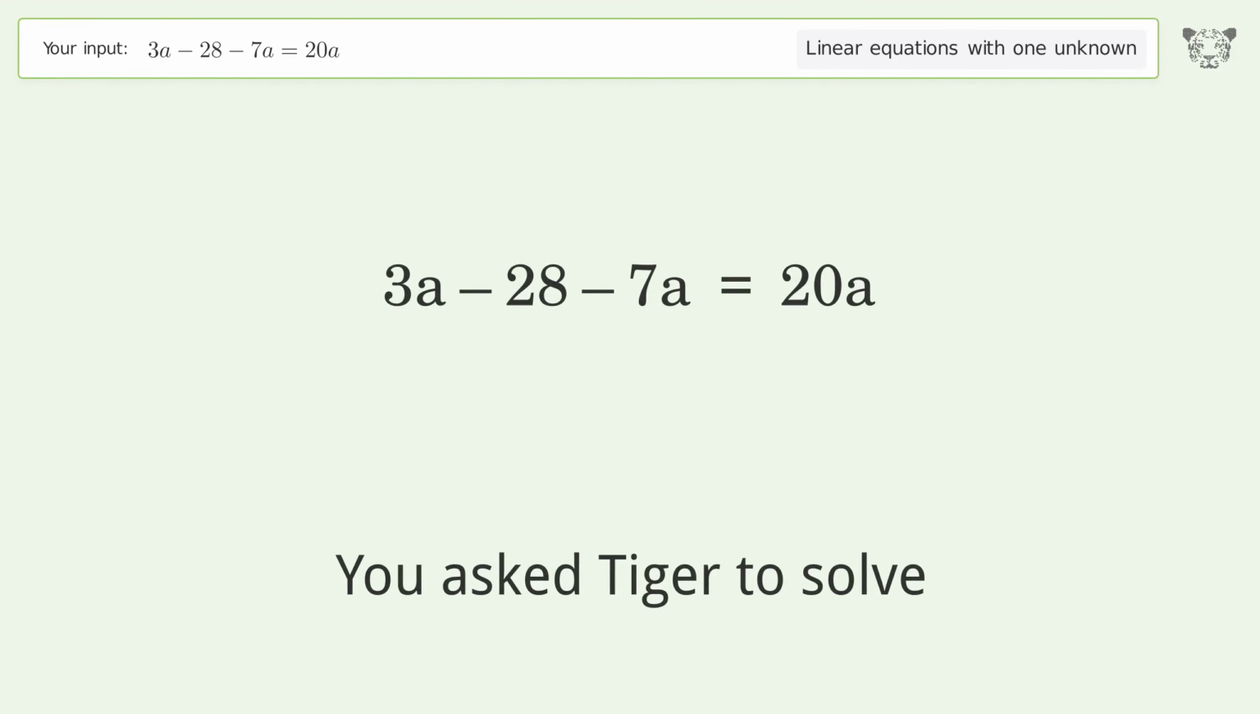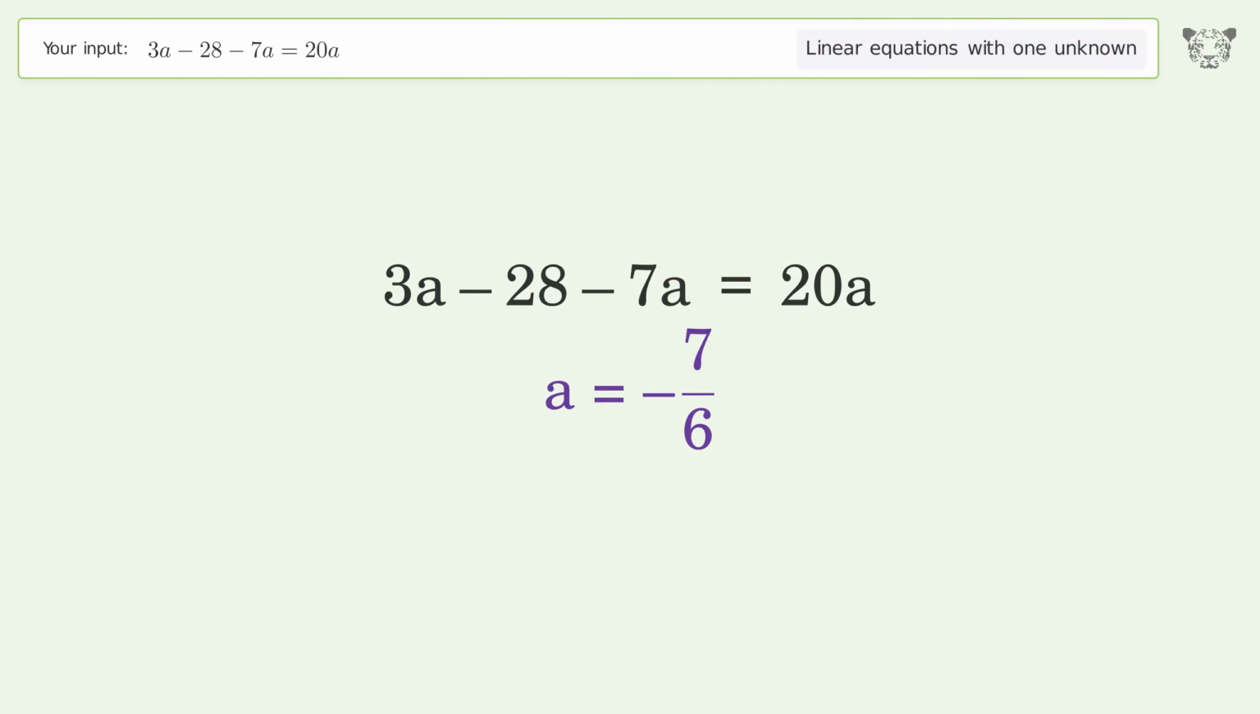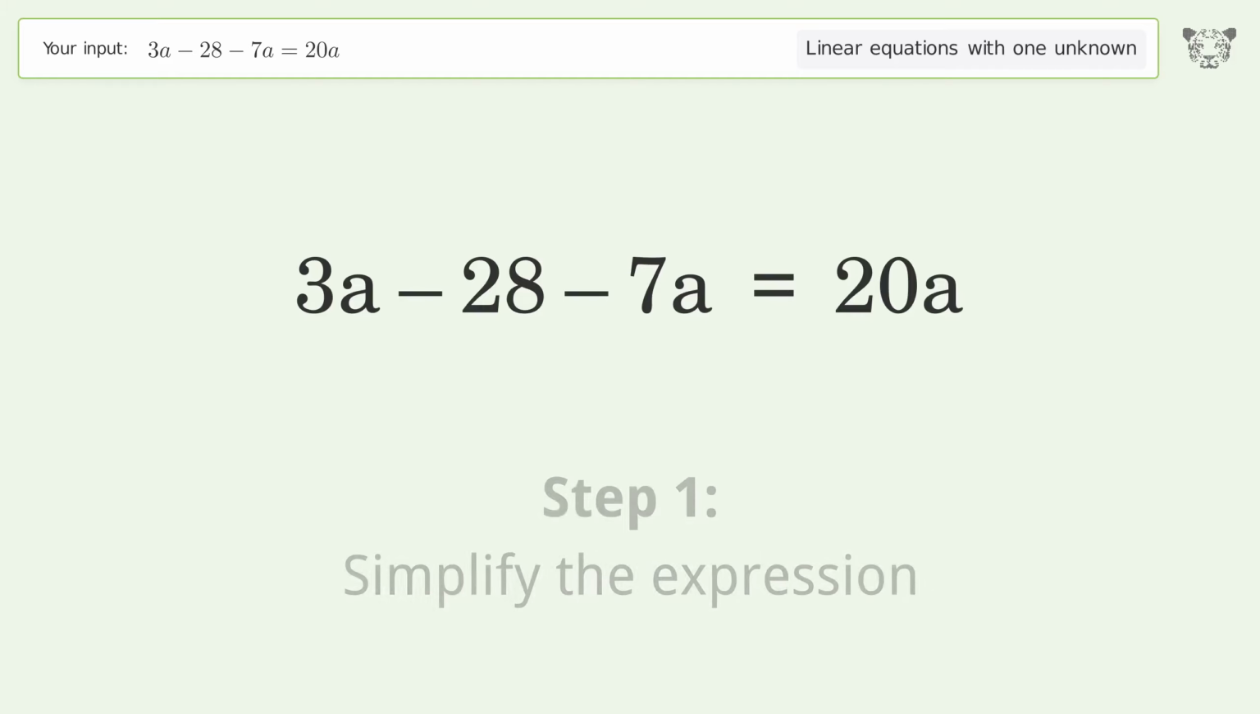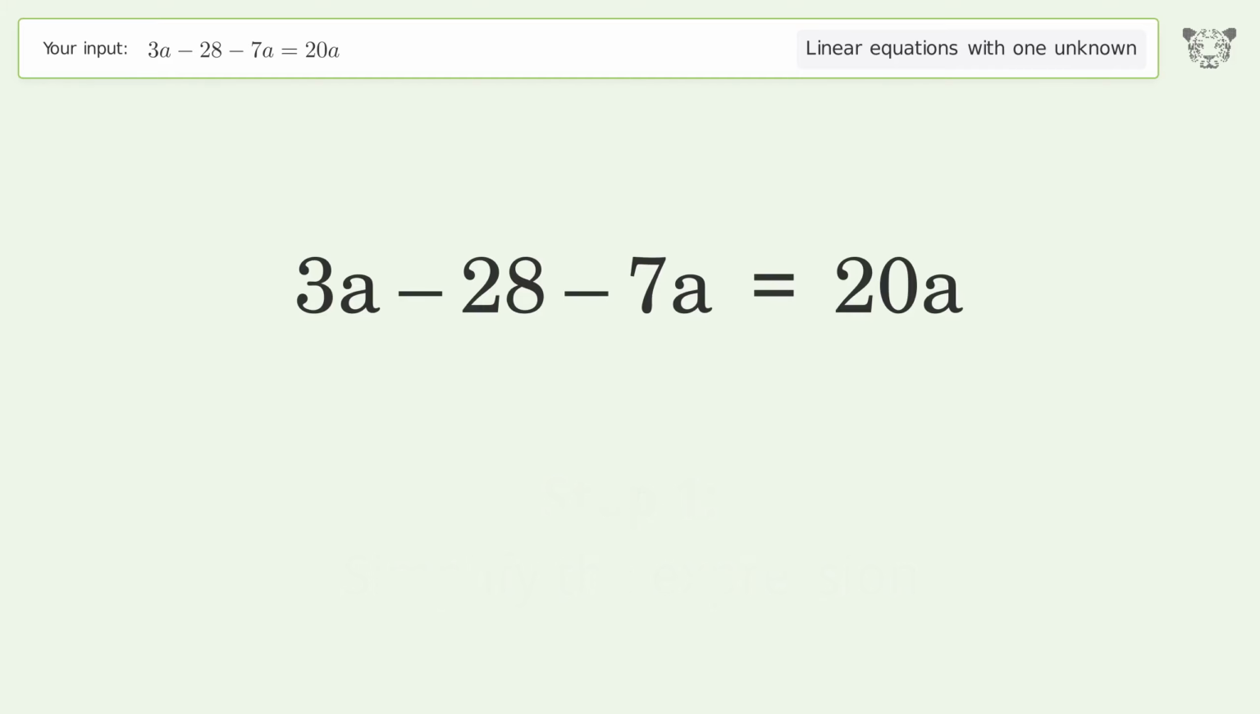You ask Tiger to solve. This deals with linear equations with one unknown. The final result is a equals -7/6. Let's solve it step by step. Simplify the expression. Group like terms.